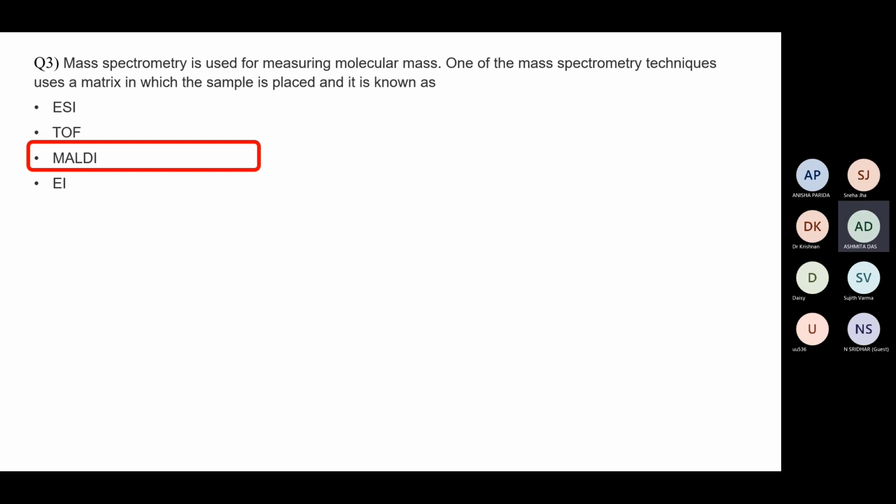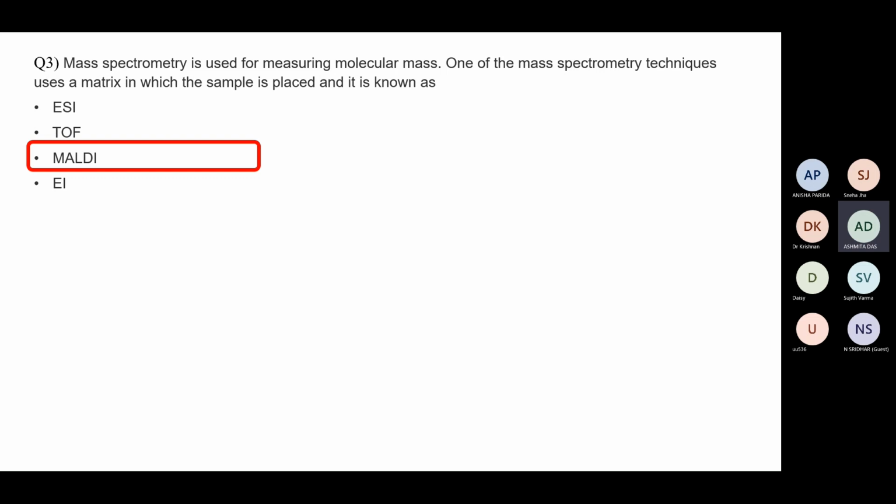Okay, so here we describe the correct answer is MALDI, and there are basically two processes we are going to compare. The first one is electrospray ionization, ESI, and this is matrix assisted laser desorption ionization, also known as MALDI. These two are the major ionization techniques used during the MS process.